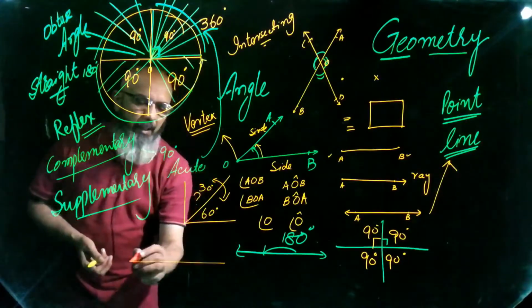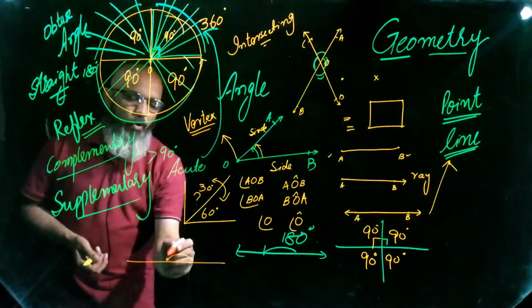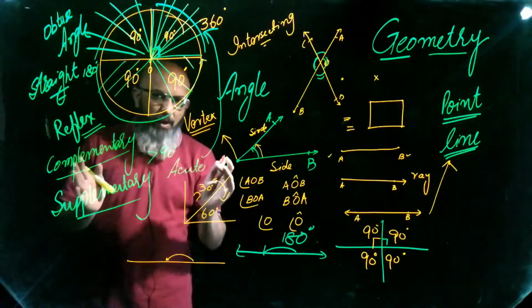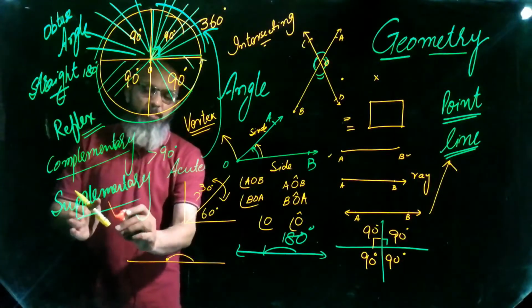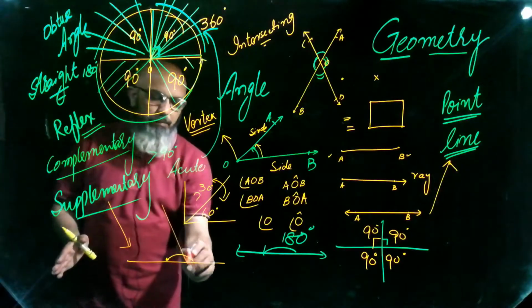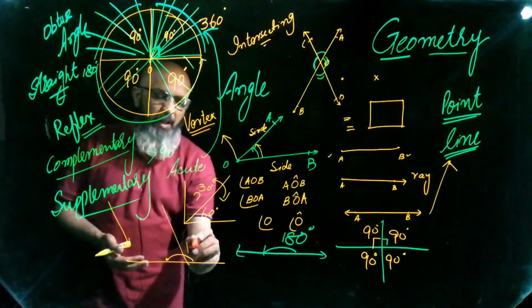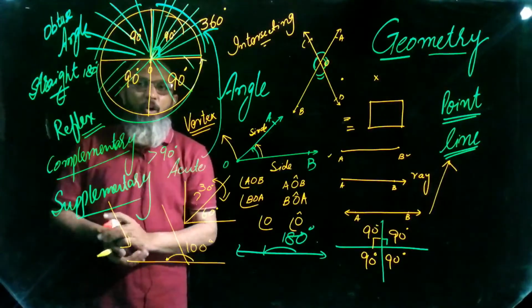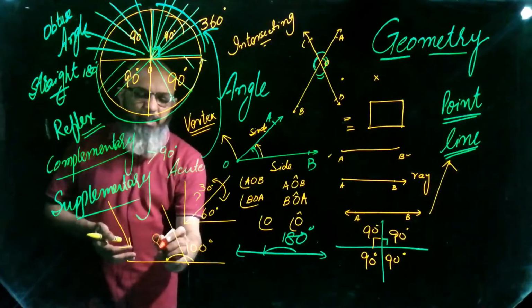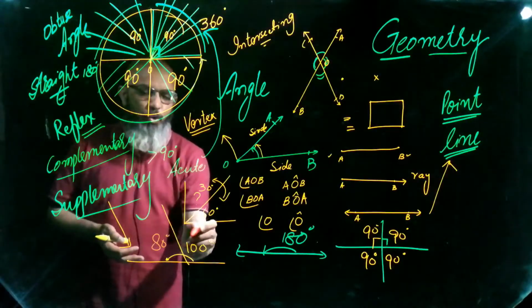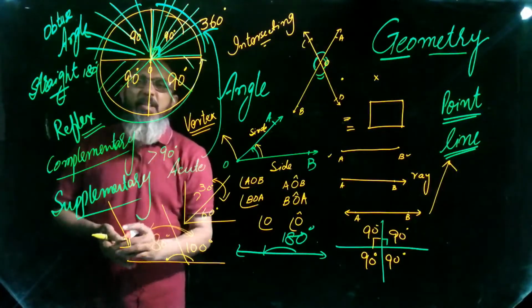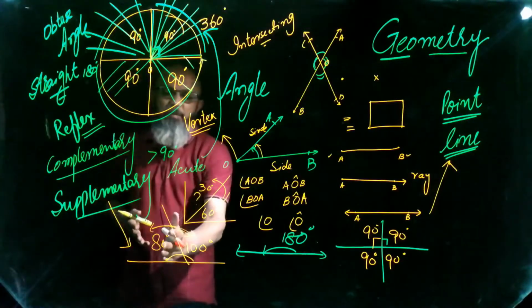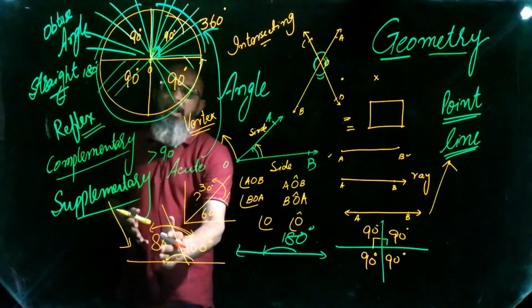If we have a straight line and the sum of two angles is 180, we call them supplementary angles. It means if we have one angle of 100 degrees, what will be the other angle on a straight line? That is 80 degrees, right? So these two angles are called supplementary angles of each other. We call it the supplement: the supplement of 100 is 80 degrees.